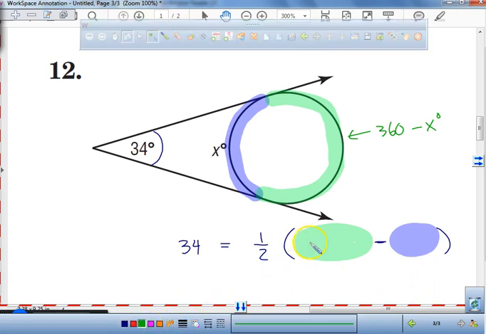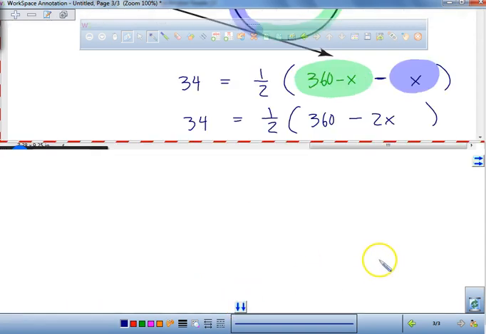What is our big arc in this particular case? There you go. What's our smaller arc? x. What do we have to do? Everything that's in the parentheses. We get 360 minus 2x equals 34. What do I have to take half of? What's half of 360? What's half of a negative 2x? Negative x.